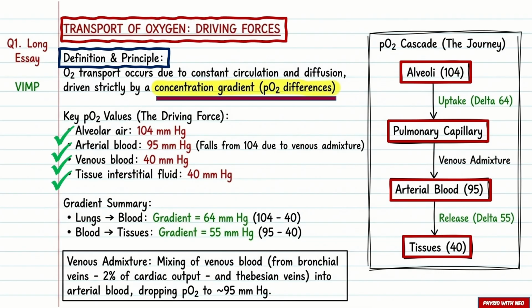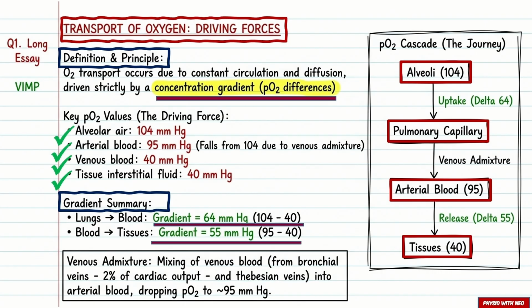This simple flowchart immediately tells the examiner that you understand the concept. If you draw this oxygen journey neatly, your answer instantly looks more organized. So let's understand the gradient summary. The pressure difference between lungs and blood is about 64 mm of mercury, whereas between blood and tissue it is about 55 mm of mercury.